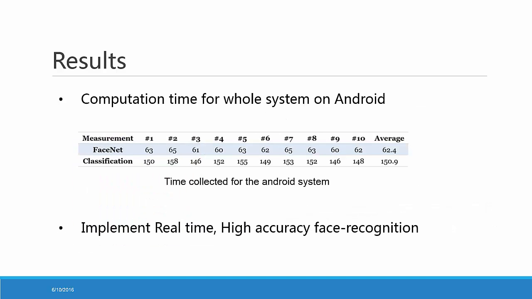In the end, we measure and approximate the computation time for the whole system. According to this table, the computation time for FaceNet in JNI on Android platform is about 60 milliseconds, and the total time for classifying one image is about 150 milliseconds.